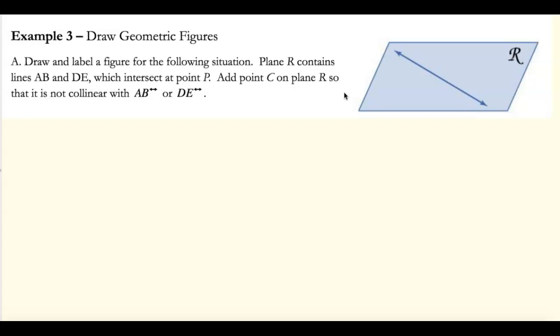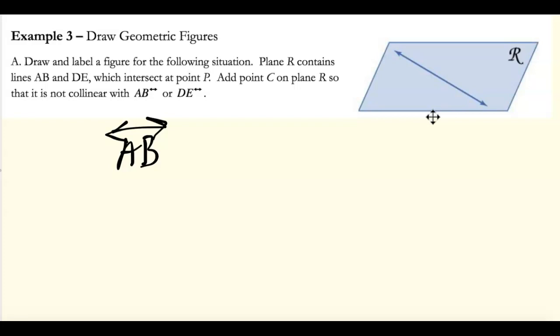So I wasn't able to fix this yet in the notes, but it should look like this. So it says draw and label a figure for the following situation. Plane R, which we have this shape right here, this blue shape, contains line AB and DE, which intersect at point P. So we want to draw and label that.